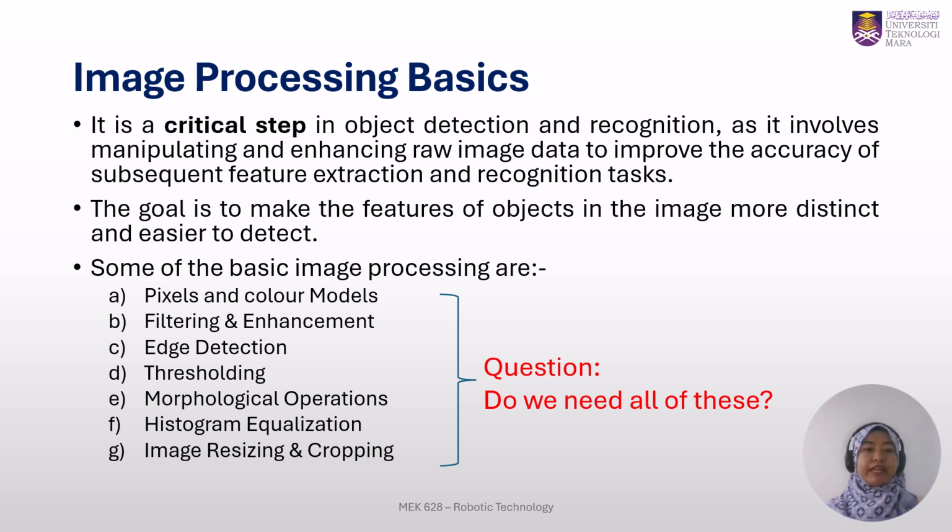These are some of the basic image processing steps that maybe you need. For example, pixels and color models. Maybe you need to change the pixel and color models. You do some filtering or enhancement. You sharpen the image, maybe because the image is quite blurry. And then maybe you detect the edges of the image because you want a distinct object. Maybe the object has a distinct shape, so it's easier for you to recognize it. Where you have some thresholding, you want to convert the image into a binary image, so you have to put some thresholding there. And then maybe some morphological operations, histogram equalization. Maybe you need to resize and crop the image so that you can save computation time and so on.